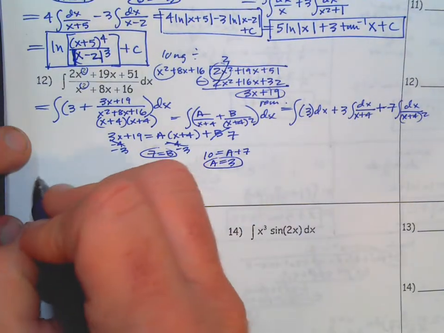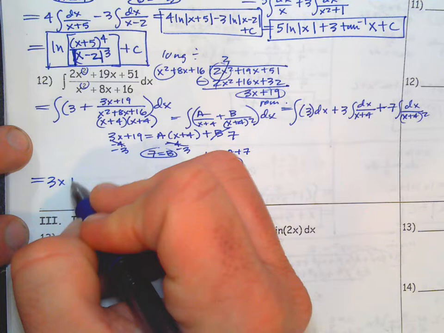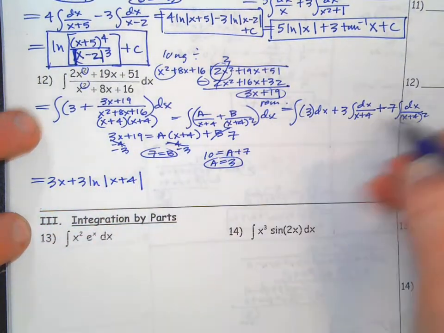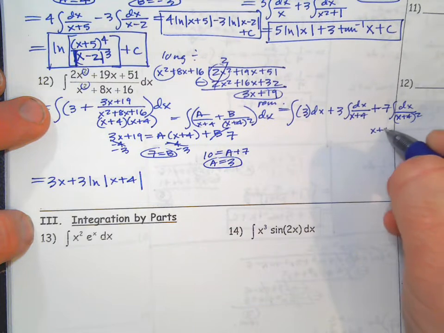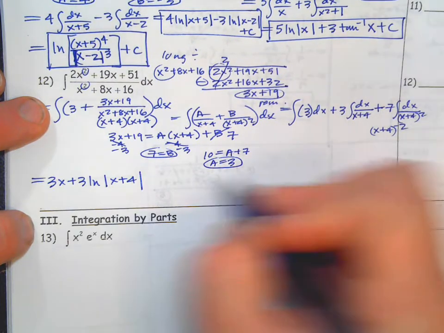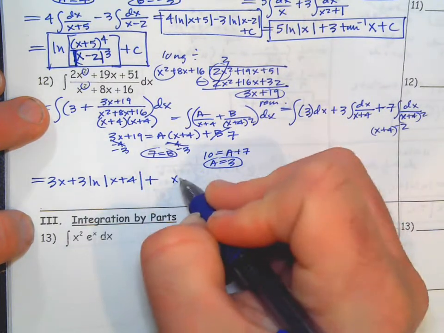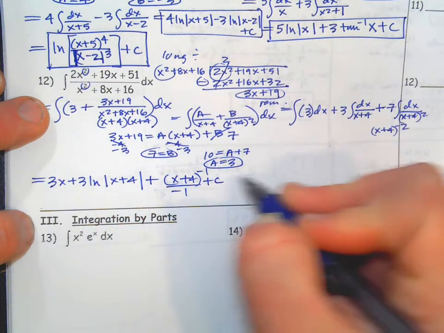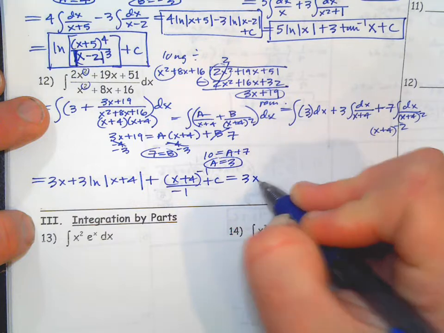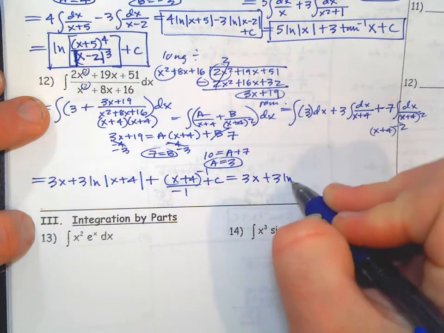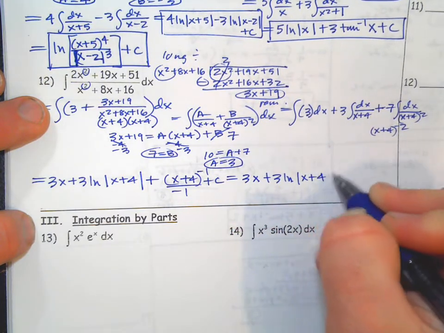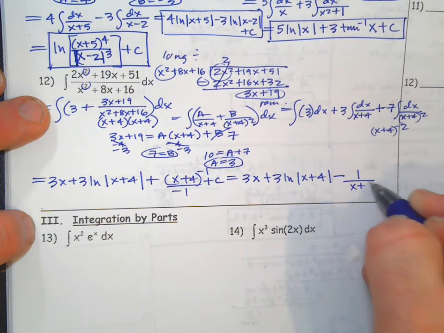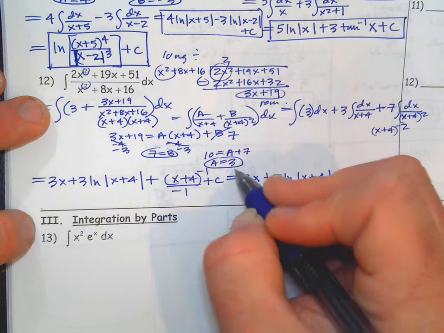All right, so it's going to be 2x plus 3 natural log of the absolute value of x plus 4. This is a power rule. So it's going to be plus x plus 4, bump it up 1, divide by the new exponent, plus c. Final answer, 2x plus 3 natural log of the absolute value of x plus 4 minus 7 over x plus 4 plus c.